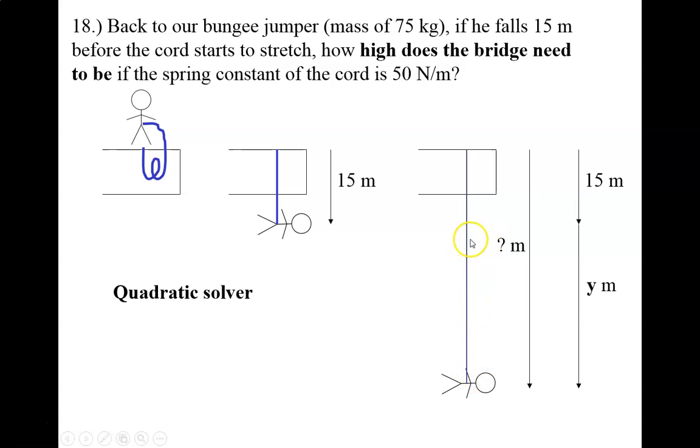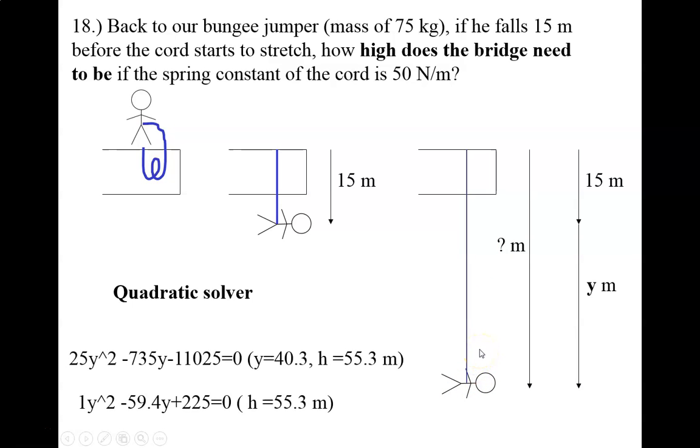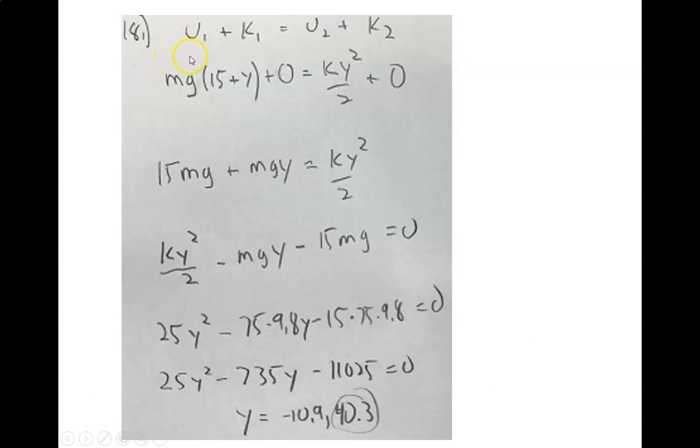So does it have any kinetic energy? Not at the very bottom, because he's going to come to a stop at this very farthest point. So let's just stick that into our equation. So initially there's no spring energy, there's just gravitational potential energy, and that's at 15 plus y. That's our total height above where we're going to end up. There's no kinetic energy, beginning or ending. Our final spring energy is ky squared over 2.